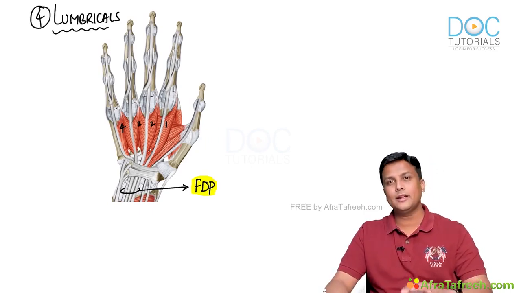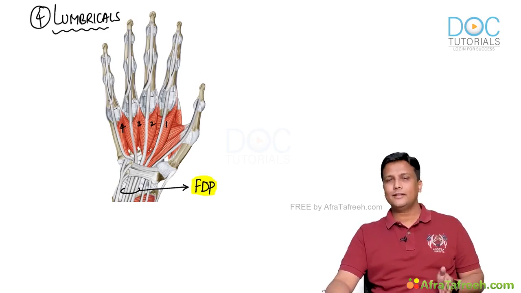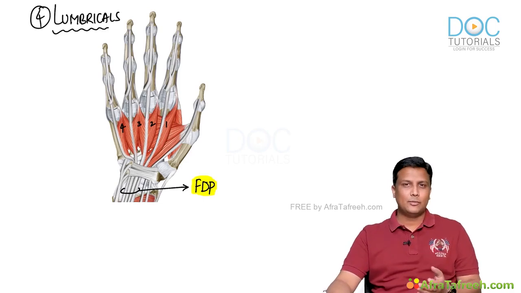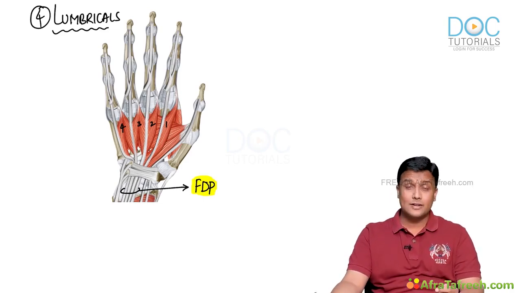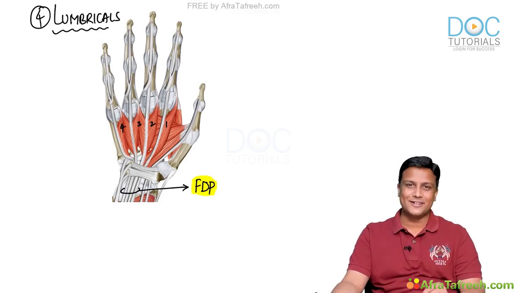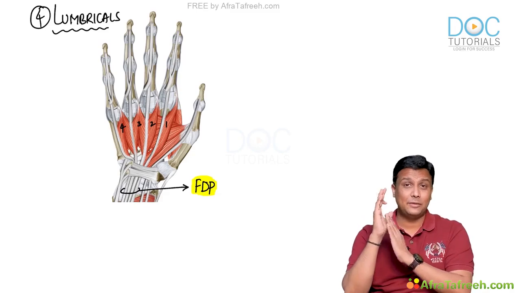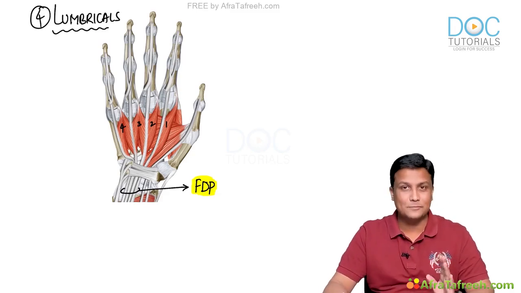Why? Because normally in anatomy, when you study any muscle, the muscle originates from a bone and inserts on a bone. But look at this lumbrical. Lumbricals originate from a tendon and insert on a tendon, guys. They originate from this FDP tendon and insert onto this extensor hood, or dorsal digital expansion.